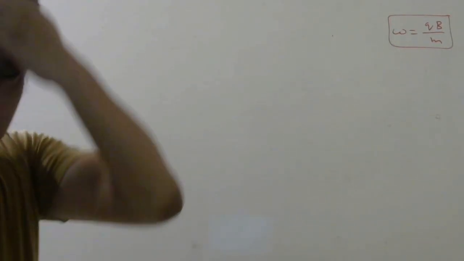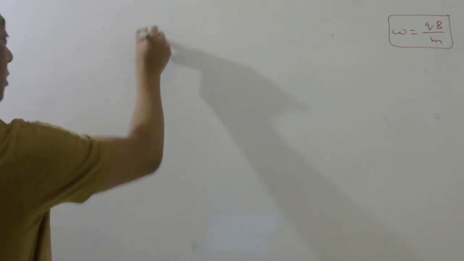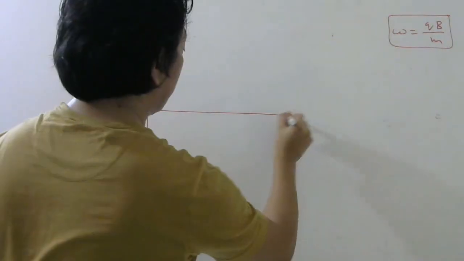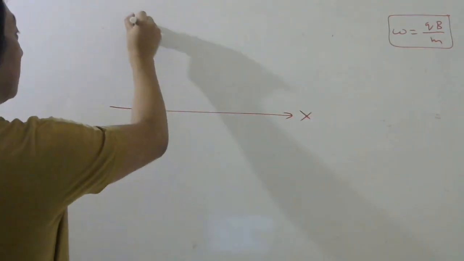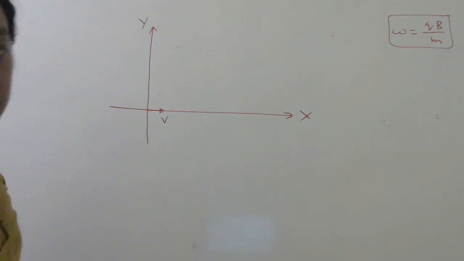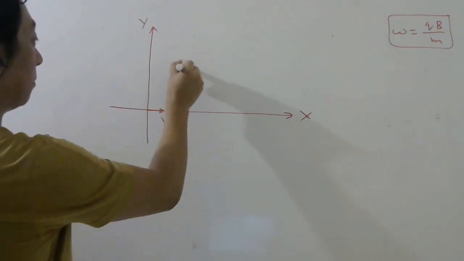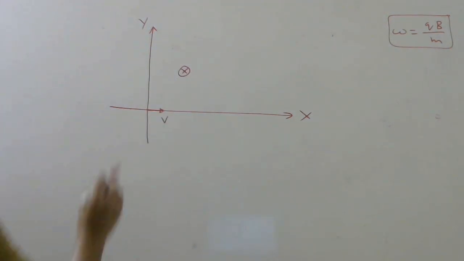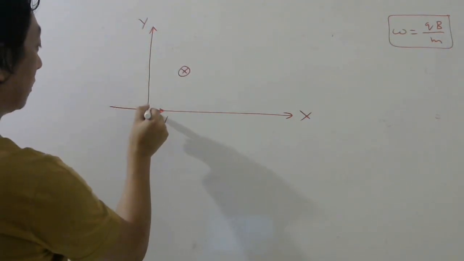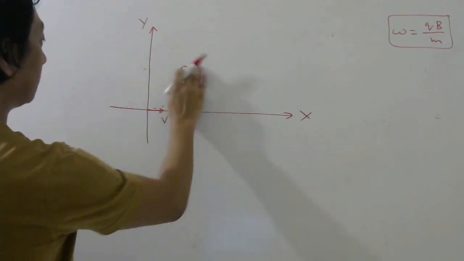In the same question, they could have asked you, where is the particle? Where is the particle means, what is the position of the particle with respect to the origin? So let us try to see that also. This is x, this is y. It starts with a velocity v like this. If nothing is done, it will continue straight. But here we are applying a perpendicular magnetic field. So there will be a magnetic force like this, so it will go in a circle. Let me draw a bigger circle.